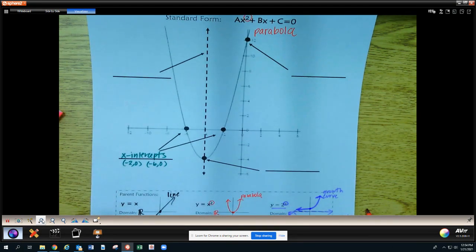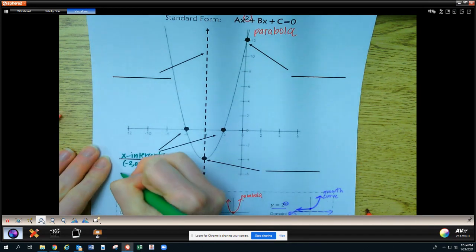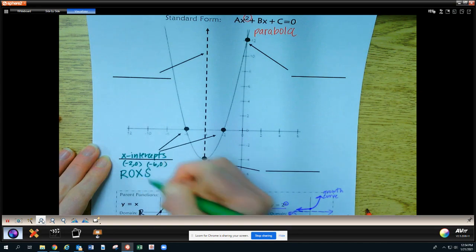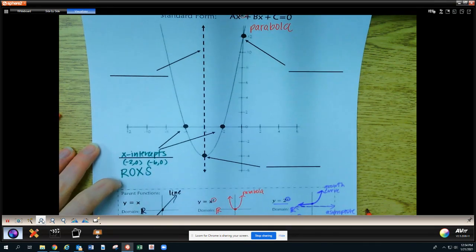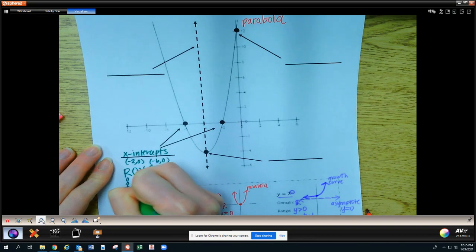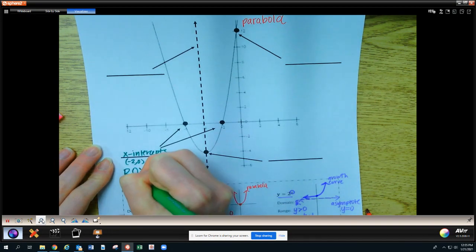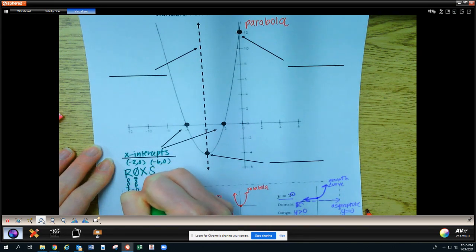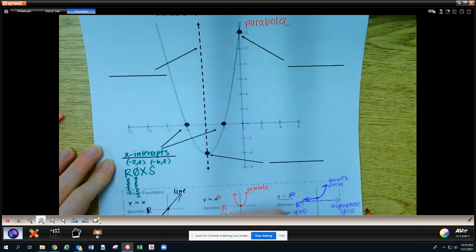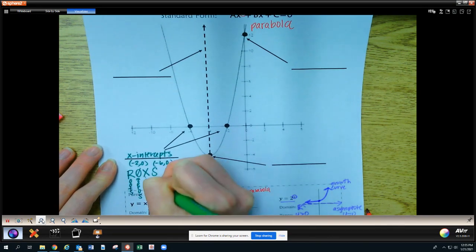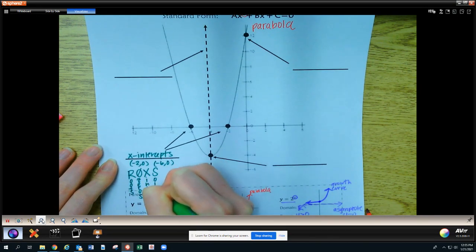You have to be careful with x-intercepts because they have 4 different names. Okay, and so here's your acronym for this. ROCKS. Okay, they are called roots. They are called, this stands for zeros. We've talked about zeros. And then, of course, x-intercepts. And the 4th name is solutions.